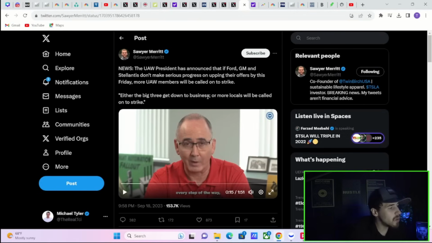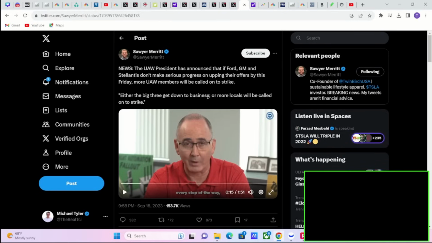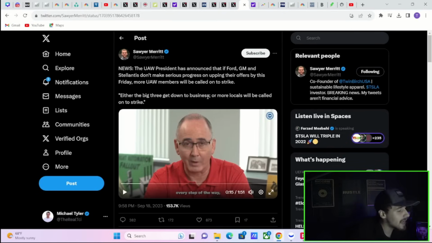Tesla stock. The UAW president, Shawn Fain, has announced that if Ford, GM, and Stellantis don't make serious progress on upping their offers by this Friday, more UAW members will be called on to strike. Quote, either the big three get down to business or more locals will be called on to strike. And there's actually news that up to 12 different factories will be called on to strike at the same time by this Friday. This is really having negative impacts on the economy.